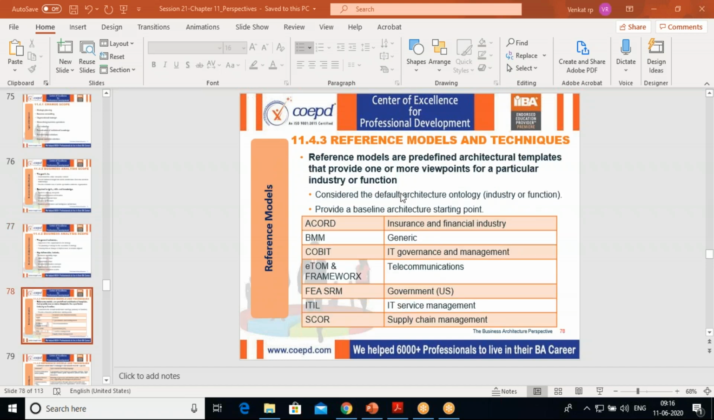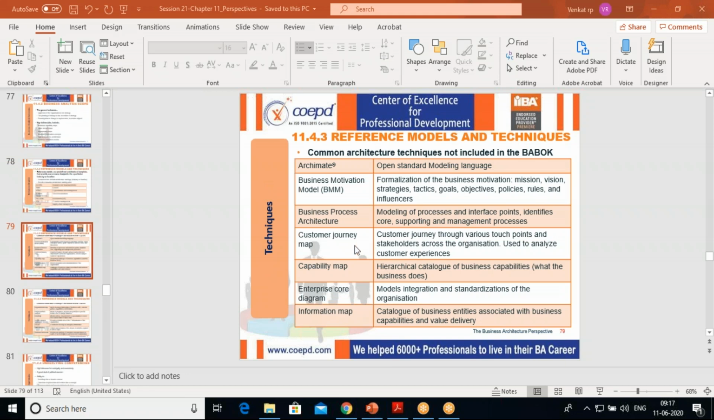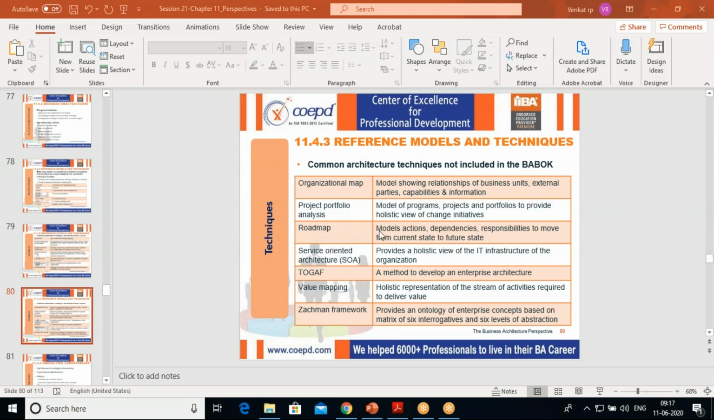Standard models and architectures are already available in the market, and we can go through them. For the insurance and financial industry, there is ACORD, and BMM is generic for all. For IT governance and management there is COBIT, and the US government has come up with its own model, FEA SRM. You can see the full forms in the BABOK guide. For supply chain management we have SCOR. We have already gone through a few of these, like information maps, capability maps, business process architecture, and business motivation models. You can go through them and gain an understanding.